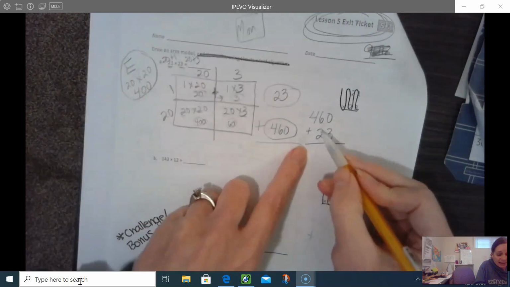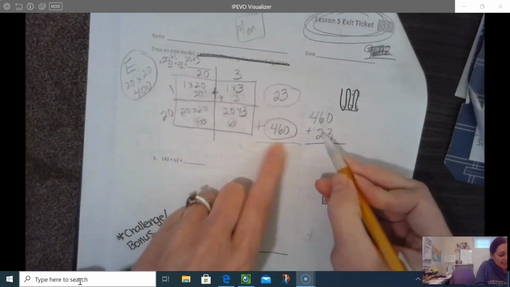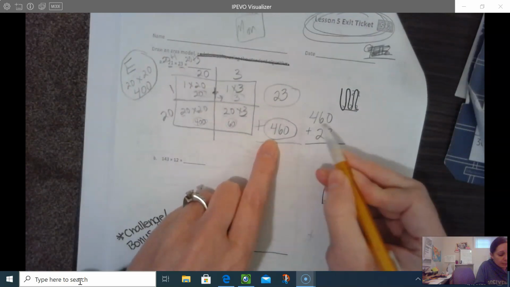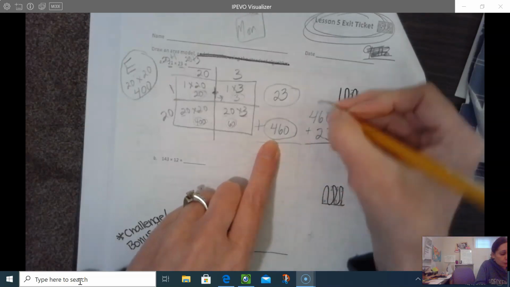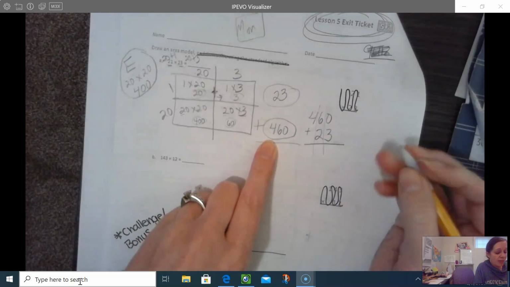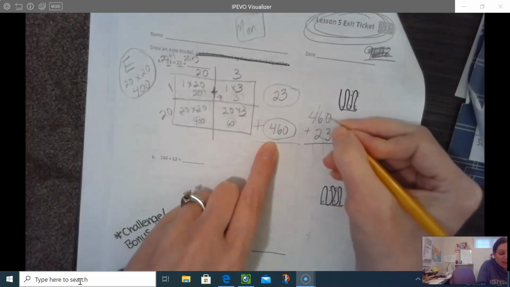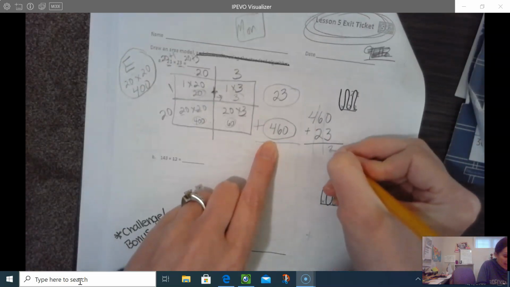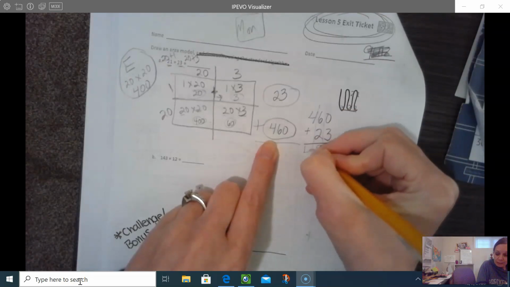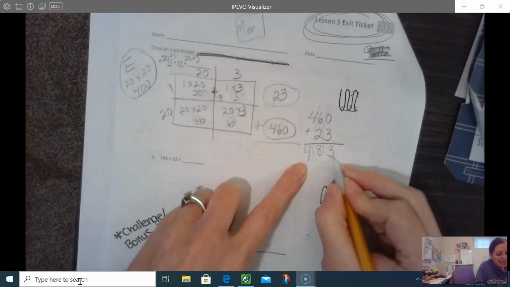So then I have lots of workspace here. I just went ahead and set up my problem. Again, for my math brain, I like to have that bigger number on the top just so I can make sure that everything is lined up nice and neat. If you're using that place value chart, that's even better, and that's okay as well. So when you add going this way, you should have a 483.